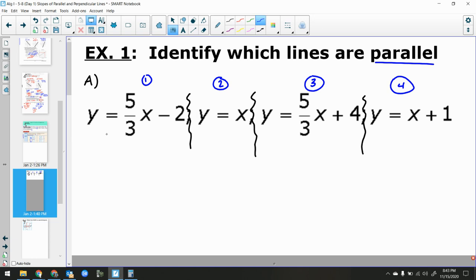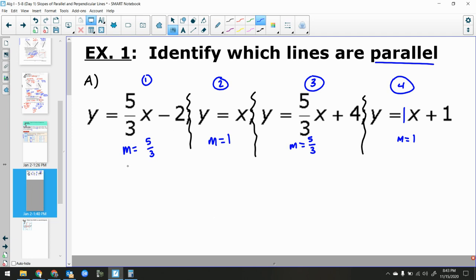Well, this one's in slope-intercept form, so pretty easily m is 5/3. This one, y is alone, so good. Slope is 1. This one, good. Slope is 5/3. This one, good. Slope is 1. How do I know the slope is 1? Because again, it's 1x plus 1.